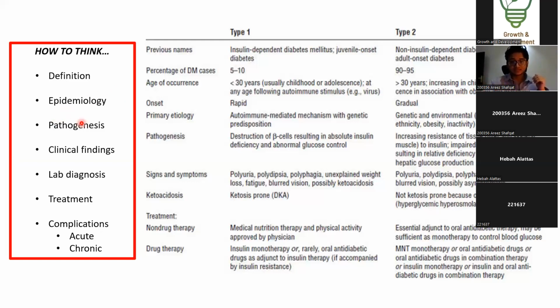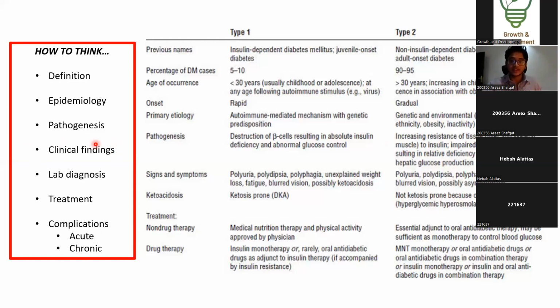The pathogenesis: type 1 diabetes results in destruction of beta cells, resulting in absolute insulin deficiency and abnormal glucose control. We discussed the biochemistry. In type 2, there is increasing resistance to insulin. So the insulin is there, but the cells aren't responding to it. Initially, the beta cells think, oh, we need to secrete more insulin, so there's a lot of secretion of insulin. With time, the beta cells get exhausted and you have decreased insulin. Okay, so that's the pathogenesis.